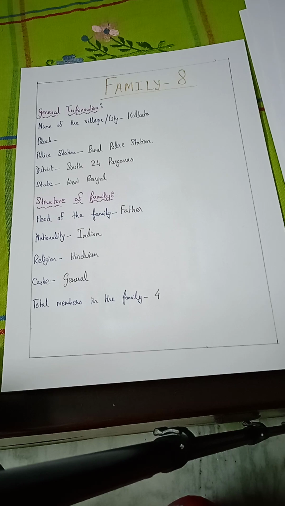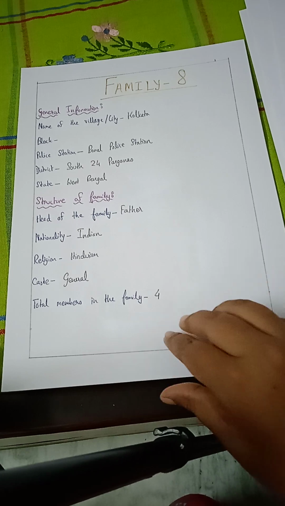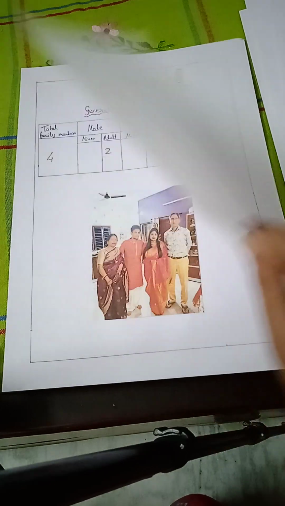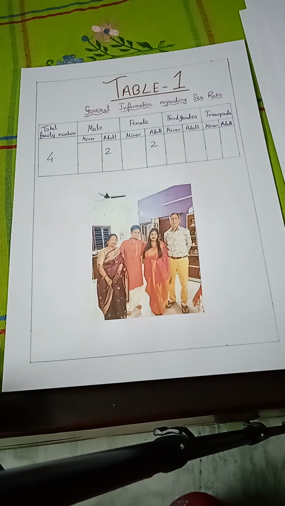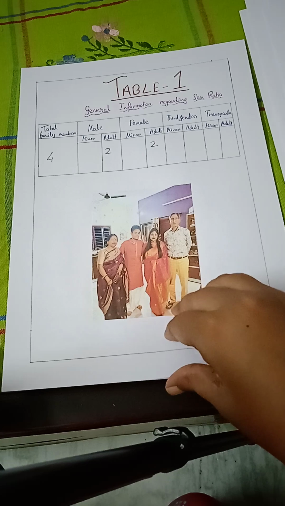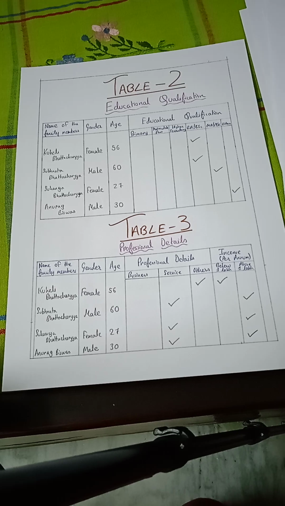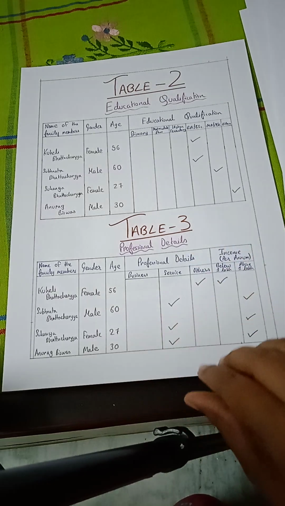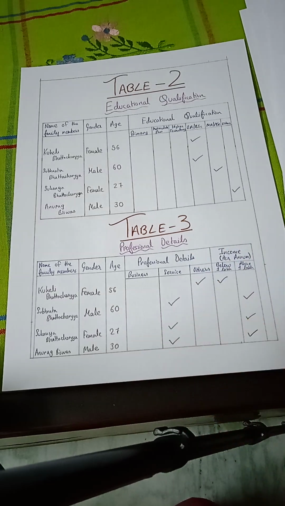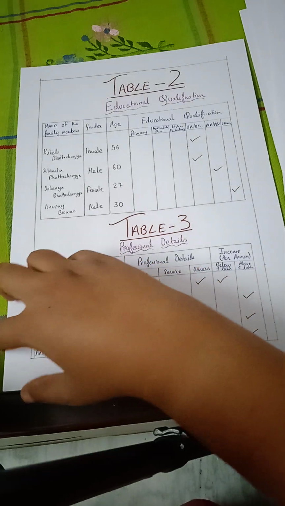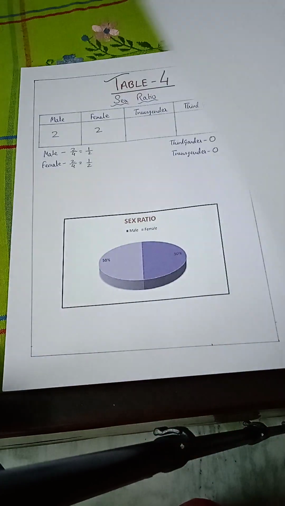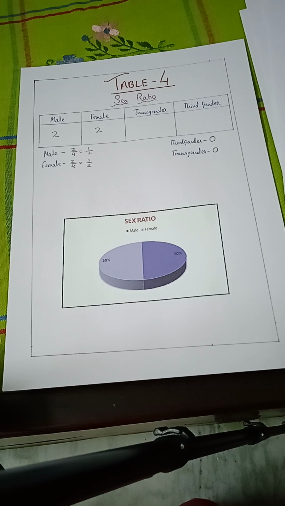Family 8, general information and the structure of the family. Table 1, the general information again. Table 2, educational qualification, and table 3, professional details. Table 4, the sex ratio part and the graph.